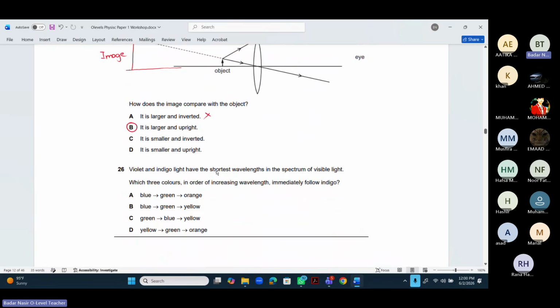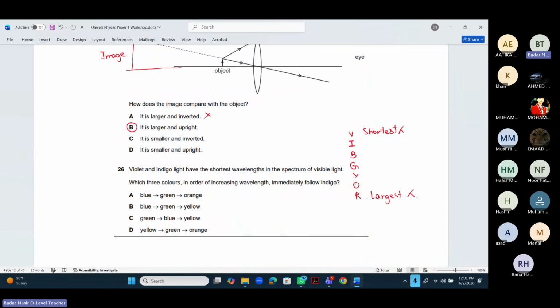Violet and indigo. Okay, so violet and indigo have the shortest wavelengths in the spectrum of visible light. ठीक है, so VIBGYOR. So आपसे कह रहे हैं कि violet and indigo have the shortest wavelength. So shortest wavelength violet की है और largest wavelength red की है, ठीक है.